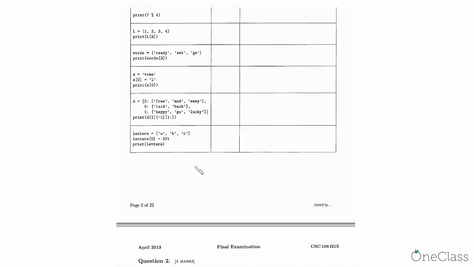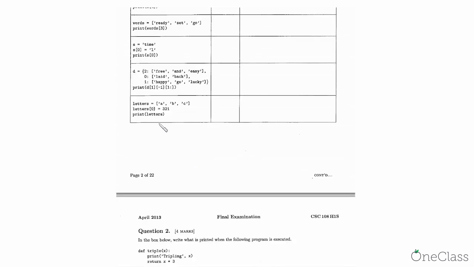All right. And letters equals ["A", "B", "C"]. letters[0] equals 321. Print letters. In this case, because list is a mutable object, you can change it. So you change the first element of letters to 321, and then you print it out. The output will be [321, "B", "C"].